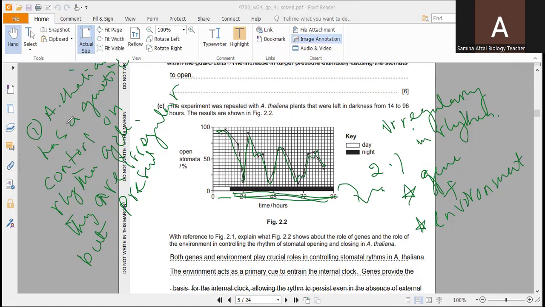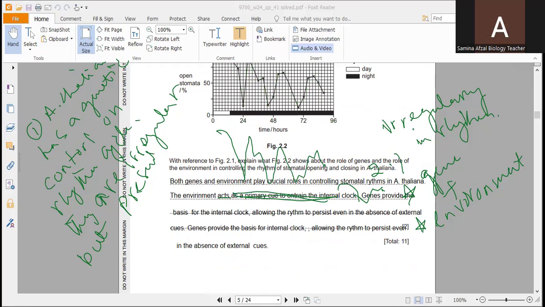So I would like to read this answer, which I have already written for you. Both genes and environment play crucial roles in controlling stomatal rhythms. In A. thaliana, the environment acts as a primary cue to entrain the internal clock. Genes provide the basis for the internal clock, allowing the rhythm to persist even in the absence of external cues.